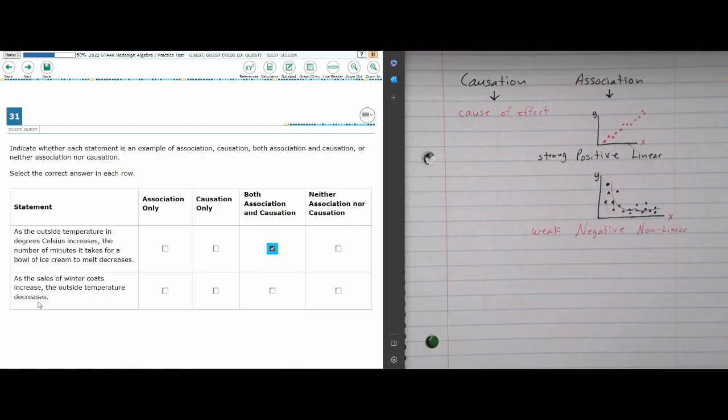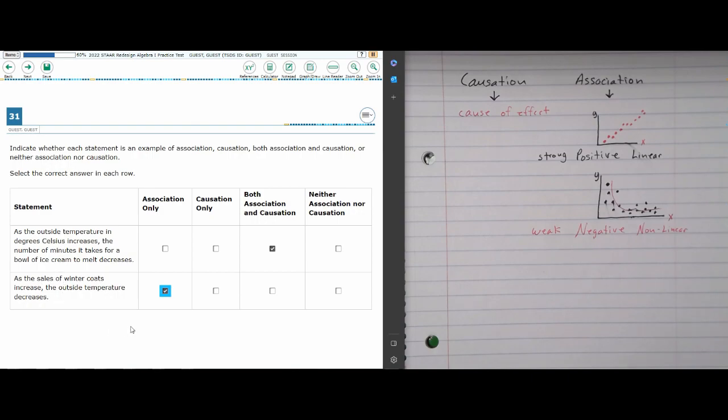And so in this case, because of the way it's written, it talks about as the sales of winter coats increases, the outside temperature decreases. We know that the sale of coats cannot change the temperature. So while you might be tempted to say it's causation, this is not causation. You can buy all the winter coats you want, and the temperature outside is not going to change and get colder. But it could be an association. So I'm going to say association only because typically you're not going to be buying winter coats in the middle of the summer. So this one right here is only association.